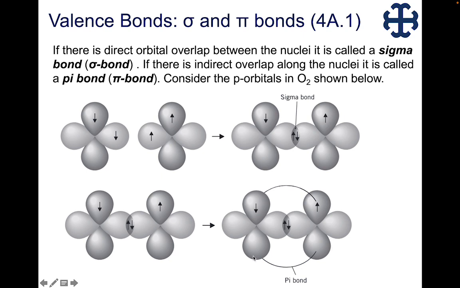Another thing to note: pi bonds really only show up when we have double or triple bonds. The first bond in any complex is always going to be a sigma bond, and then any bond after that first bond can be a pi bond. So a double bond or a triple bond will have a pi bond, but the first bond is always your sigma bond. A good example here is O2, where we have 1 sigma, 1 pi.